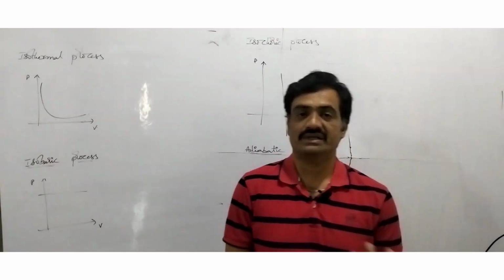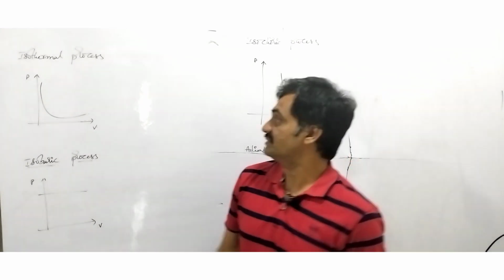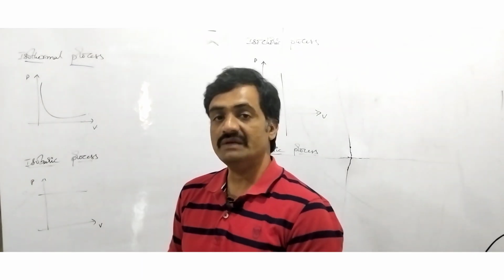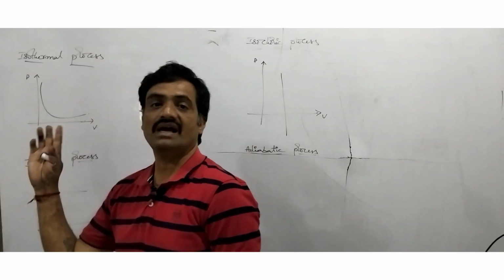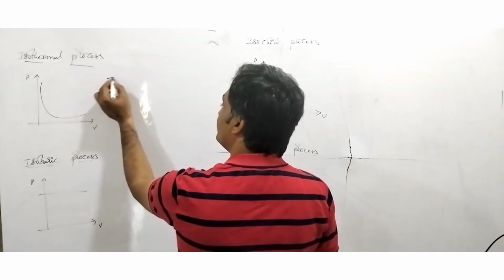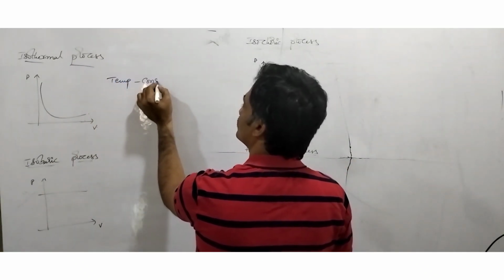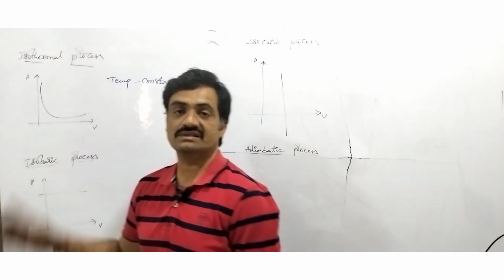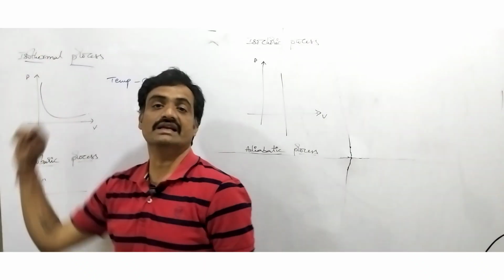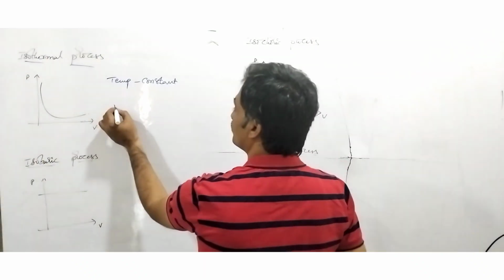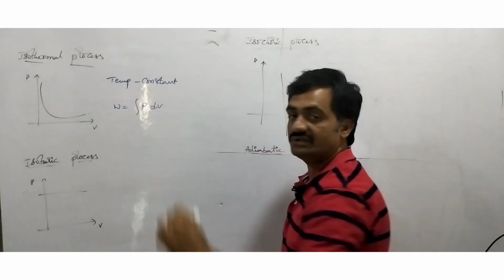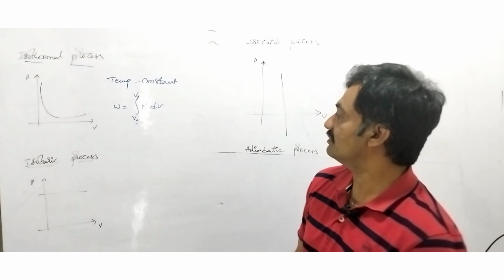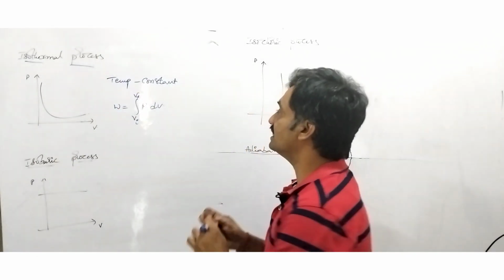Now we are going to discuss the different types of processes based on the work done. The first one is the isothermal process. In an isothermal process, heat is exchanged between the system and the surroundings while keeping the temperature constant. So, as the volume of the body increases, pressure decreases, and as the volume decreases, the pressure increases. That is represented in this graph. The work done in this condition is W equals integral of P dV from initial volume V to final volume VF. This is the expression for work done in an isothermal process, and remember that the temperature remains constant.